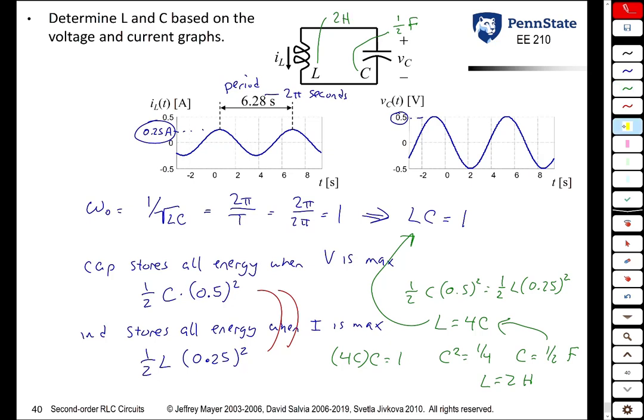And where do we get this from? We get it from the period of oscillation, and then the maximum current, and the maximum voltage, and the energy relationships.